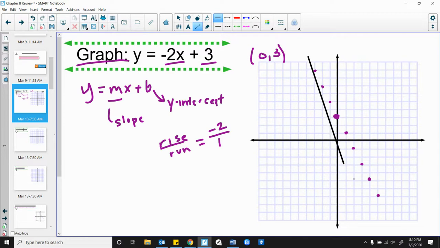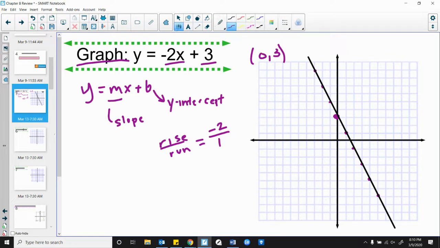Okay, so now I draw my line. Make sure I show that it's continuous by adding arrows on both sides. And I've now graphed the linear equation y equals -2x plus 3. Okay, so that is the skill that we're focusing on.